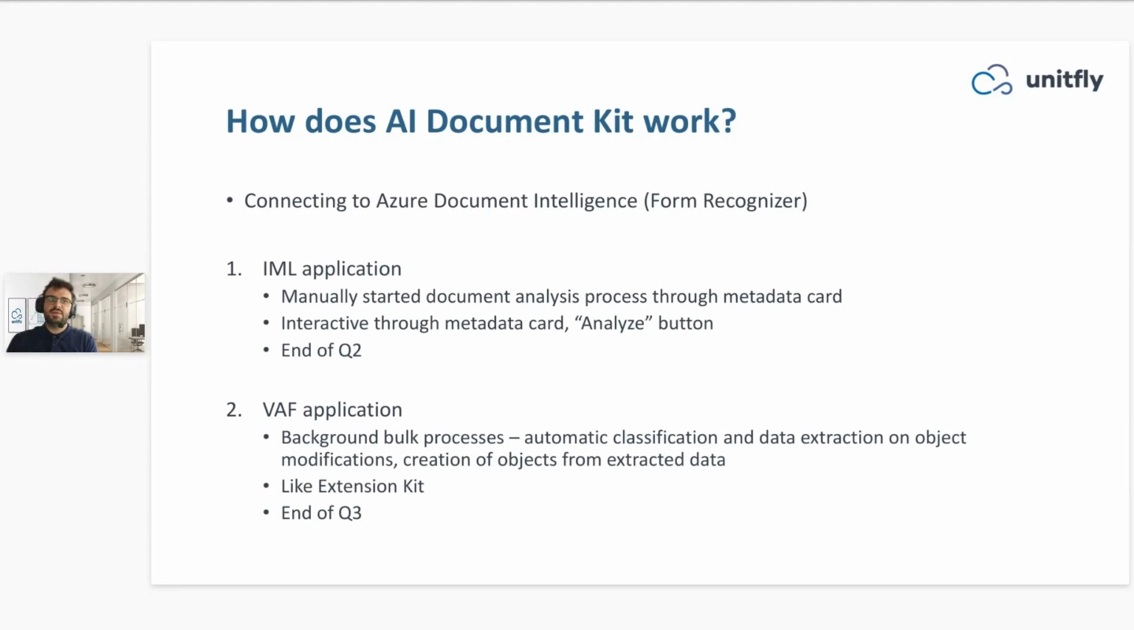The second part is the VAF application, which we will work on next quarter. It will work like extension kit in a way that there are background bulk processes, automatic classification of data, extraction of on-object modifications, and also creation of aligned data, for example, from invoices. So if we would like to analyze an invoice when it's created in M-Files, we would extract the data, and we will allow you to create line items from invoices as separate objects in the vault.